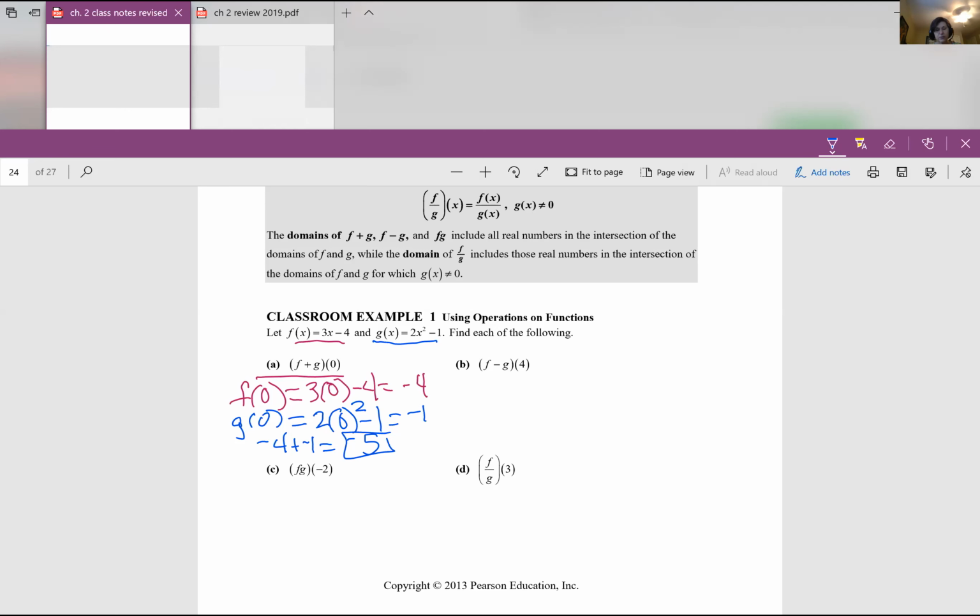So let's try this one on B. Let's do the f of 4. I want you guys to do that. You're going to tell me what that's going to equal. Don't say it out loud just yet. Come up with an answer. And then in a minute, I'm going to have you guys tell me. Okay?